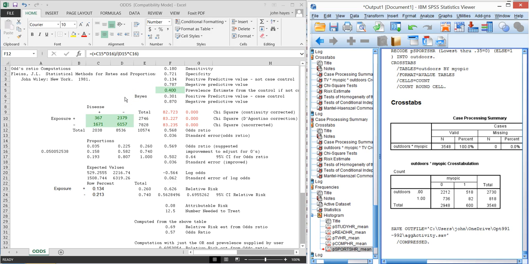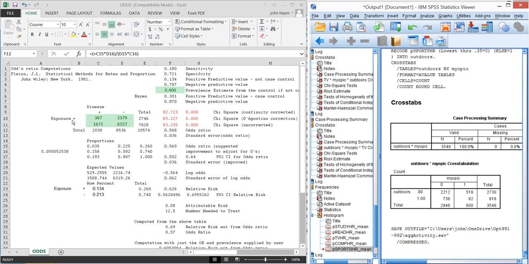And so in this case, disease is going to be, we're going to call that myopia. And exposure, we're going to call that outdoors. And there's a plus and a minus, so this would be outdoors, not outdoors, myopia, not myopia. Now, notice that the table in SPSS doesn't go that way. So you kind of have to do it cell by cell so you don't get yourself confused.